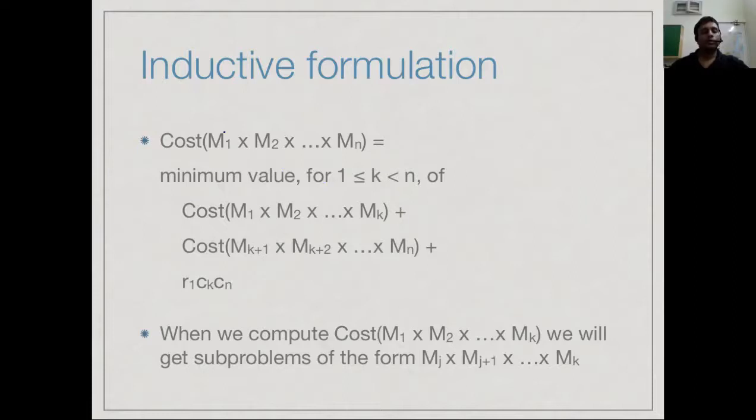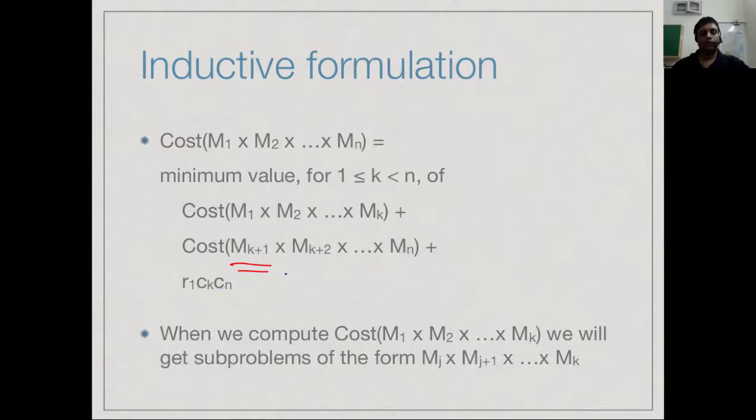In other words, the cost of multiplying M1 to Mn in terms of total number of operations should be the minimum value over k between 1 and n. It has to be strictly less than n because the second part will be Mk plus 1. So between 1 and n of multiplying the matrices 1 to k, multiplying the matrices k plus 1 to n, and adding the cost of the last multiplication.